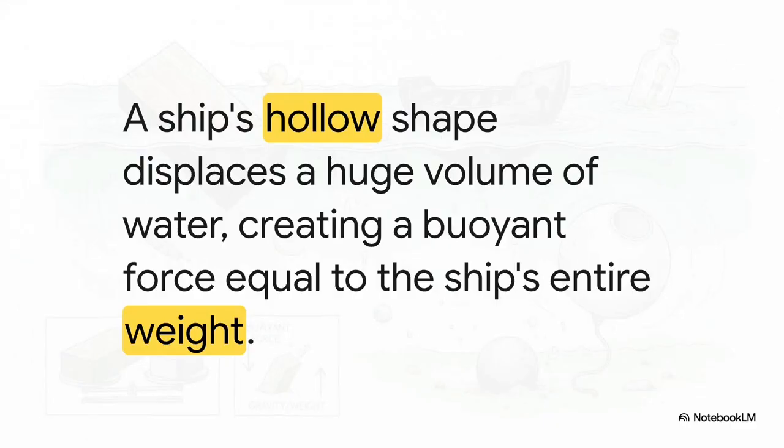And here it is, the big reveal. A pebble is just a solid little rock. It sinks because it can't displace much water. But a ship is cleverly designed to be mostly empty space. That huge, hollow hull acts like a giant scoop, pushing a massive volume of water out of the way. The weight of all that displaced water is enormous, which creates an equally enormous buoyant force. And that force is strong enough to hold up the entire weight of the ship. See? It's not about the steel, it's all about the shape.